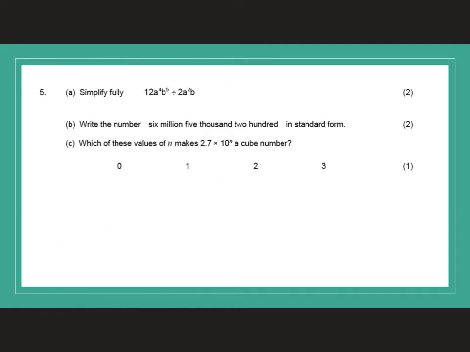Question 5, part A. We're simplifying 12a to the power 4, b to the power 5 over 2a squared b. 12 divided by 2, first of all, gives us 6. A to the 4 divided by a squared, and b to the power of 5 divided by b gives us b to the power 4.